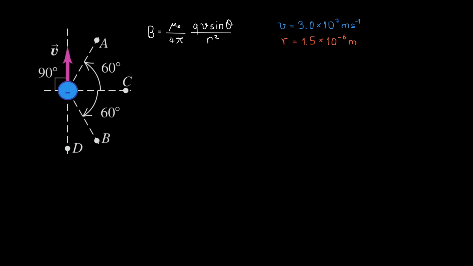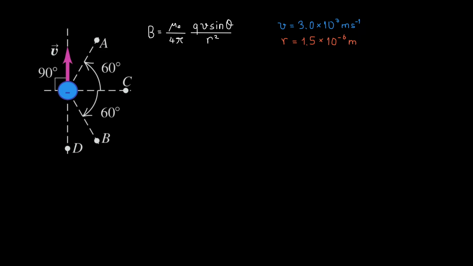An electron is moving vertically up with a speed of 3 times 10 to the 7th meters per second. We'd like to find the direction and magnitude of the magnetic field that the electron creates at points A, B, C, and D. All these points are at equal distance from the electron, which is equal to 1.5 times 10 to the negative 6 meters.